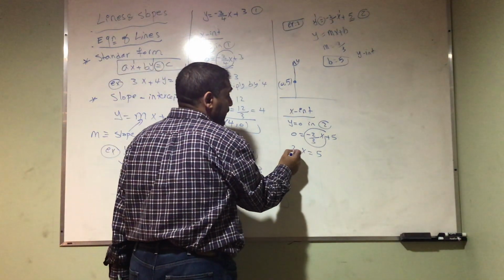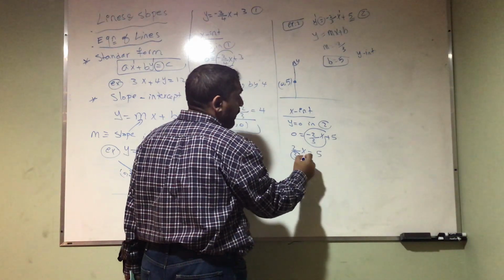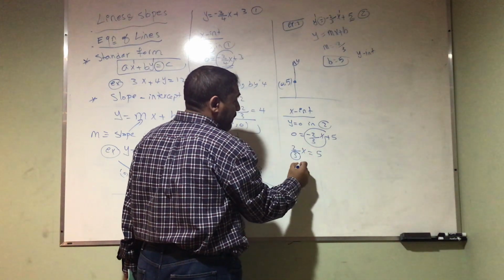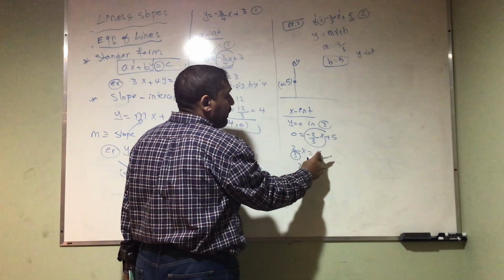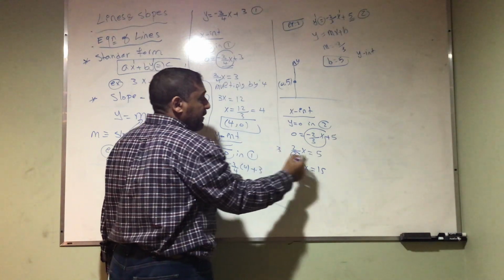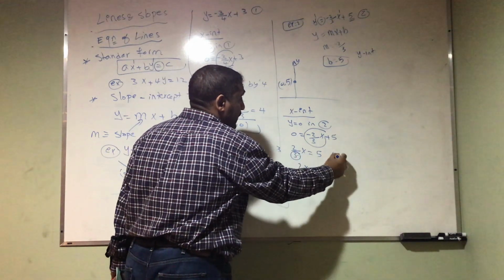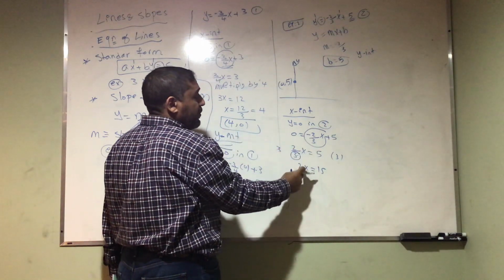Then I need to get rid of the fraction 3. You have to multiply both sides by 3. If I multiply both sides by 3, you get 2x equal, and multiplying by 3, you get 15. If I multiply here by 3, then 3 cancels with 3, and here I multiply by 3, you get 15. 3 cancels with 3, you get 2x.